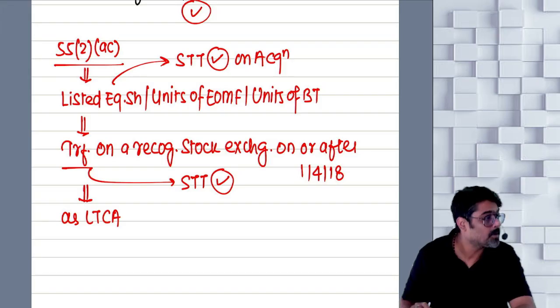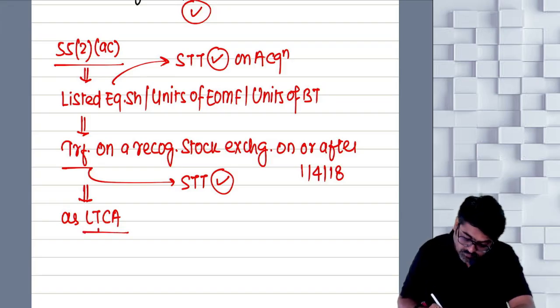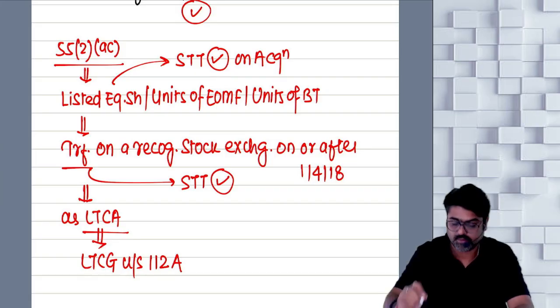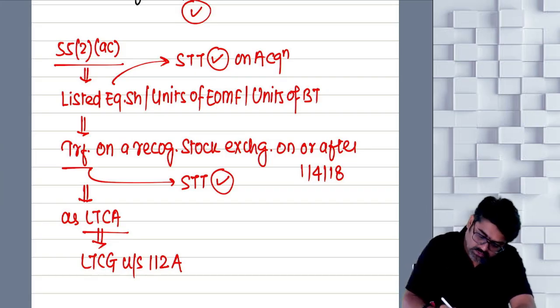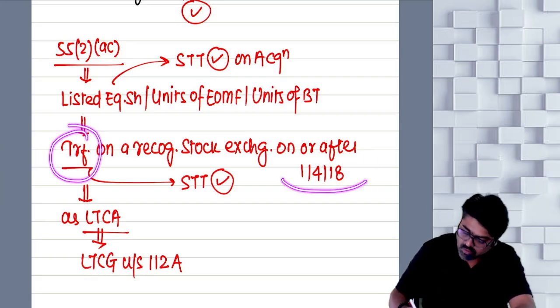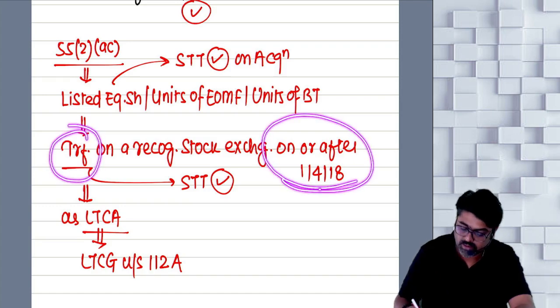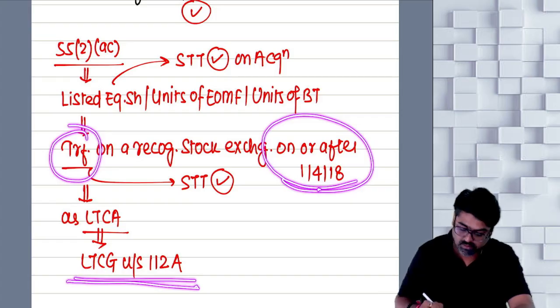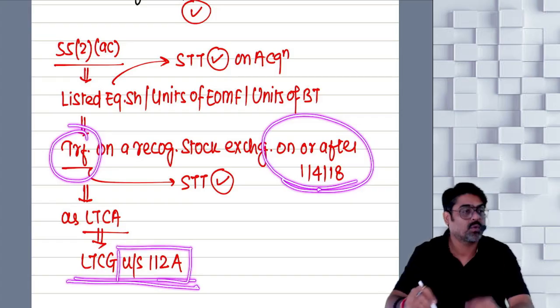Now, if you transfer these assets on a recognized stock exchange, as what? Long-term capital asset. Then long-term capital gain under section 112A will be calculated. So, if the transfer takes place on or after 1st April 2018, then the long-term gain will be covered under section 112A.